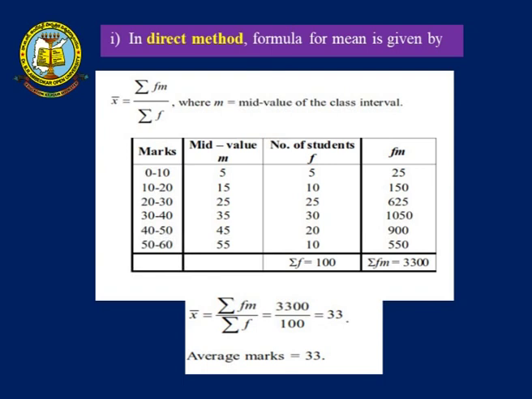Now we have to multiply the second column by the third column to get the fourth column values. That means m into f, that is f into m. After getting the multiplication of these two values, we add all of them, and that gives summation fm. Now summation f is the total frequency, 100. So x bar is equal to the total value divided by summation f, 3300 divided by 100, which is equal to 33. Then the average marks of this problem according to the direct method becomes 33.